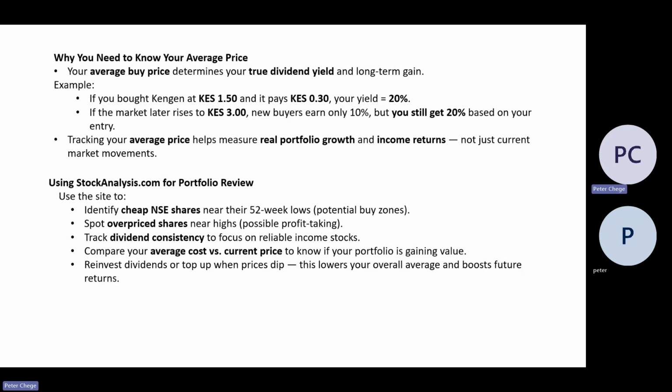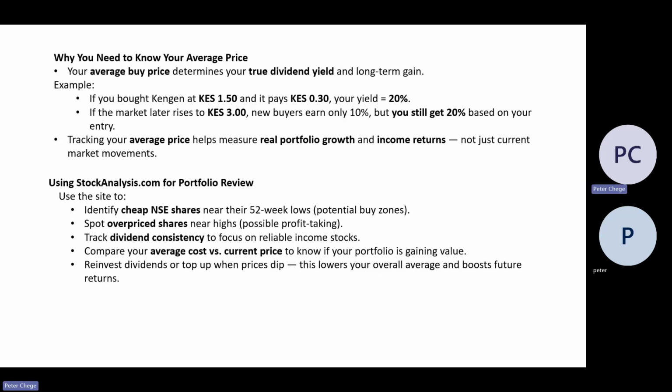So then you have seen how you can use stock analysis for dividend and also capital gains. Dividend using the dividend tab and capital gains using the pricing, 52-week low, 52-week high. So then how can you use stock analysis for portfolio review? Just a recap, you identify cheap stocks. Those near 52-week low, those are potential buy zones, but you need now to go ahead and do some analysis to see why the price has gone down.